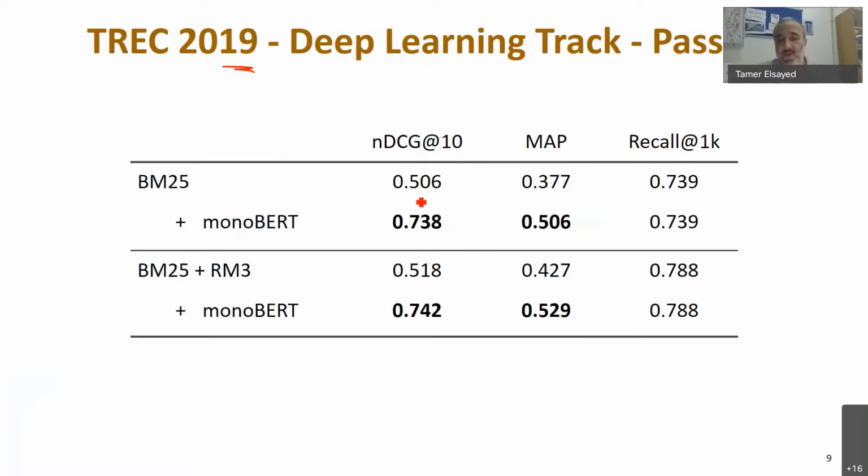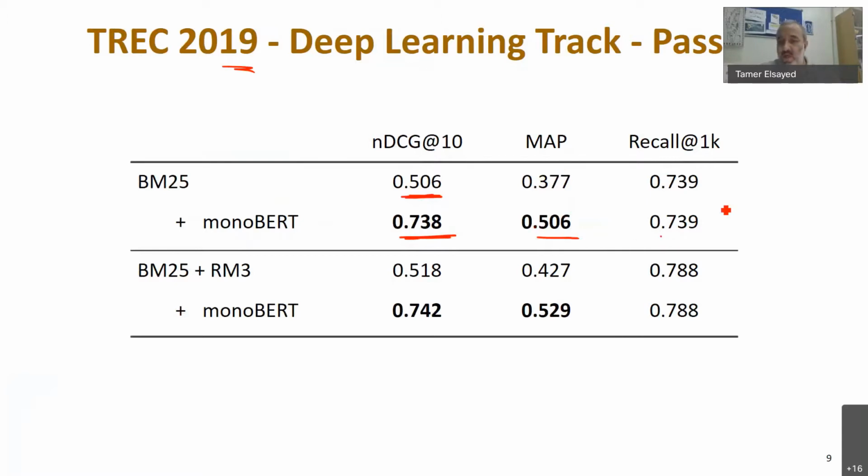BM25 got 0.506 NDCG. When we used it with monoBERT, we got 0.738. So that's a big jump. Okay, and similar jumps in the other measure, in MAP, mean average precision.